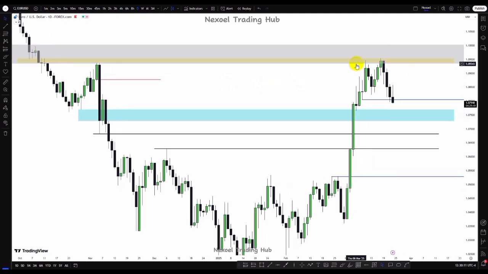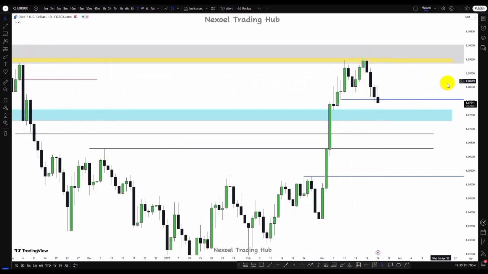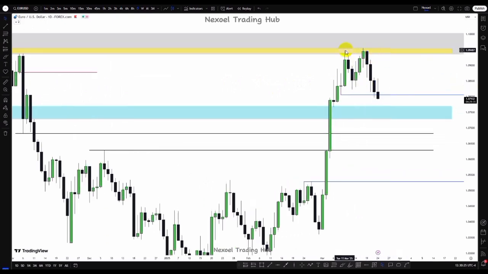I pointed out the fact that price mitigated this weekly bearish fair value gap the second time, which is this mitigation here. And the weekly bearish fair value gap is within the monthly bearish fair value gap. So we can see how price mitigated that, taking out this buy side liquidity, and we can see bearishness. Friday took out last 2 weeks low points.